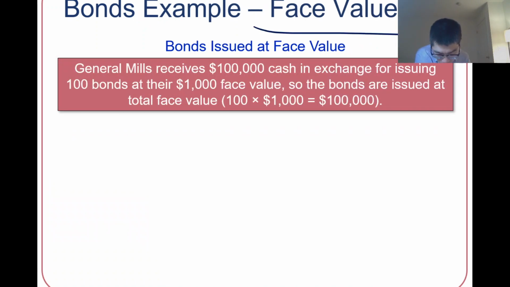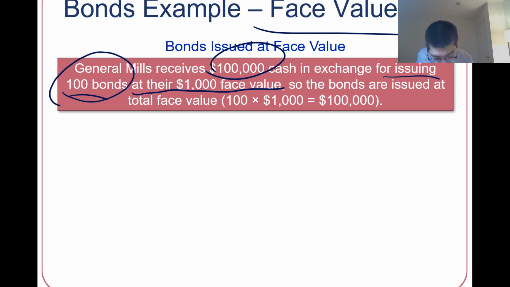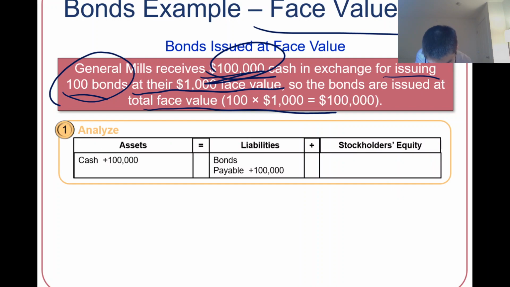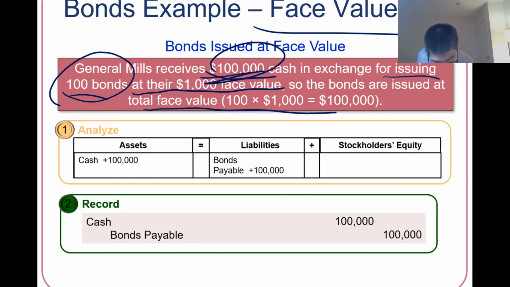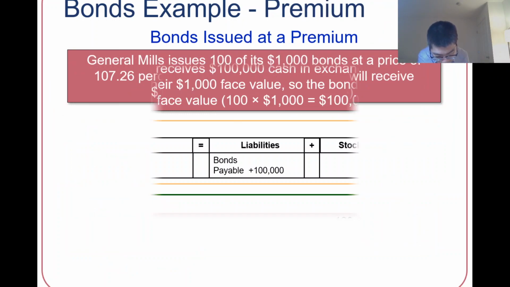All right, face value example. The company receives $100,000 cash in exchange for issuing 100 bonds, and their face value is $1,000. So each bond paper carries $1,000 face value. Now you are issuing 100 bonds, so in total the bonds issued have a face value of $100,000. We debit cash because we receive $100,000 cash, and then we have a liability because we're going to pay off this bond later. So there will be a credit to bonds payable for the same amount because we're issuing at face value.